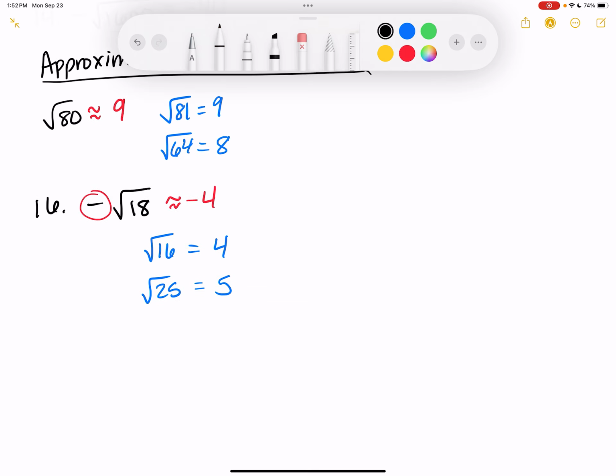The square root of 150. What's a perfect square before and after that I know? 144. What's the square root of 144? 12. What's the perfect square after 150? 169. What's the square root of 169? 13. What's this closer to? 144. It's closer to 144, so this one is going to be 12.